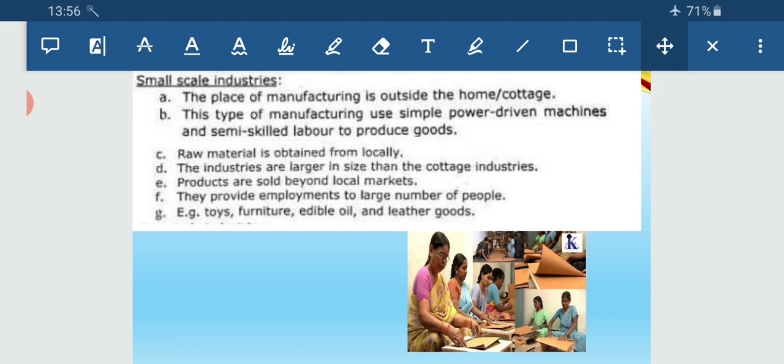Now why are we considering small scale and large scale? It is on the basis of investment. For the small scale, the investment is less than 1 crore, and for the large scale, the investment is more than 1 crore. So these are the 3 points of difference.